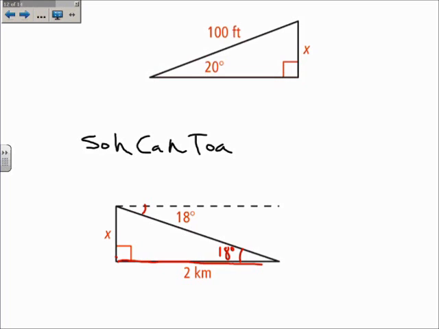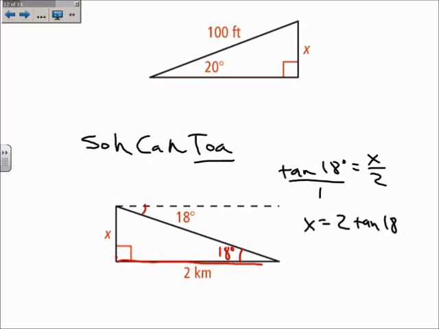SOH CAH TOA. I know the adjacent, I want to find the opposite. So the ratio that relates opposites and adjacents is the tangent. So the tangent of 18 degrees is equal to the opposite over the adjacent. Make it into a proportion, cross multiply, x times 1 is x. 2 times the tangent of 18 is 2 tan 18. So I grab my calculator, 2 tan 18 is 0.65. So the height of this triangle is 0.65.